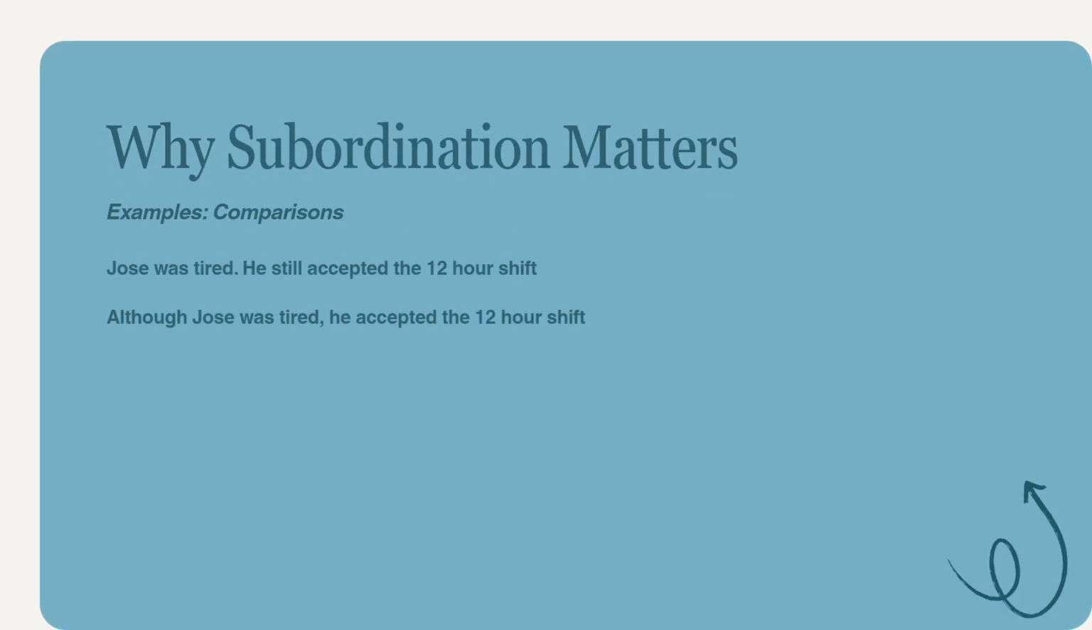And now we're going to go over why subordination matters. Using subordinating conjunctions makes the writing more clear and more professional. It shows which idea is the main point and what is supporting that main point.